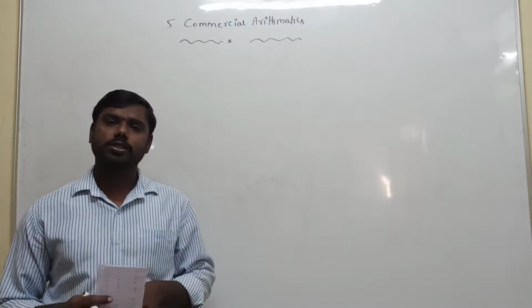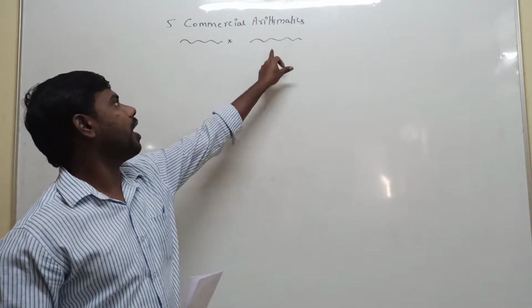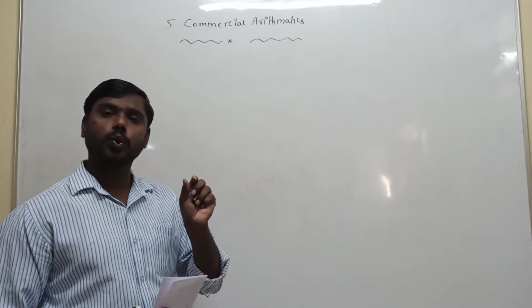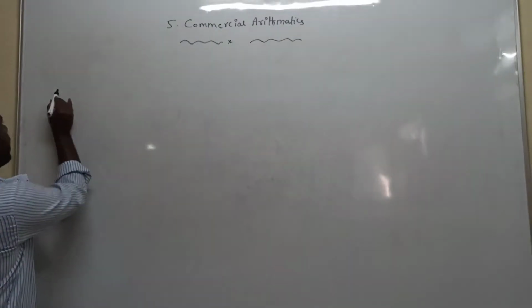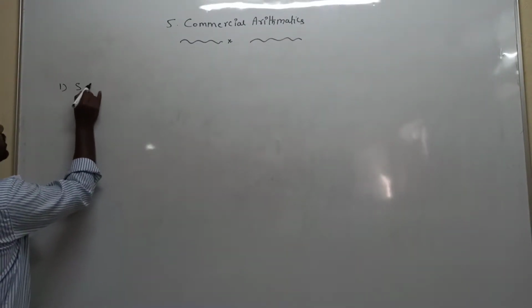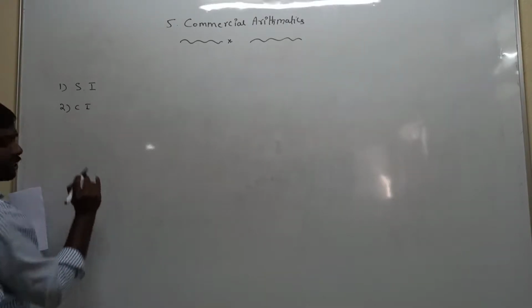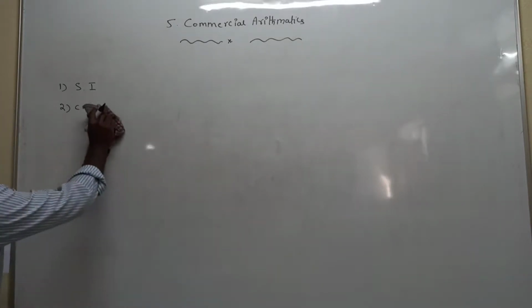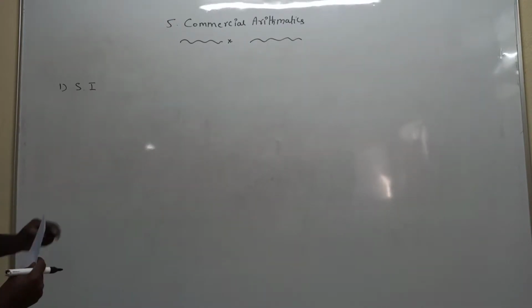The last class discussed a new chapter, commercial arithmetic. There are two types of interest. First one is simple interest. Second one is compound interest. Yesterday we discussed only simple interest. How to calculate it by simple interest?